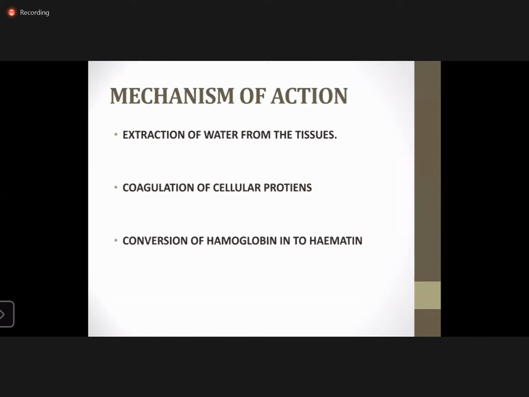Third is the conversion of hemoglobin to hematin. Hematin is just a dark bluish or brownish pigment containing ferric iron, obtained by the oxidation of hemoglobin. So this is the mechanism of action.